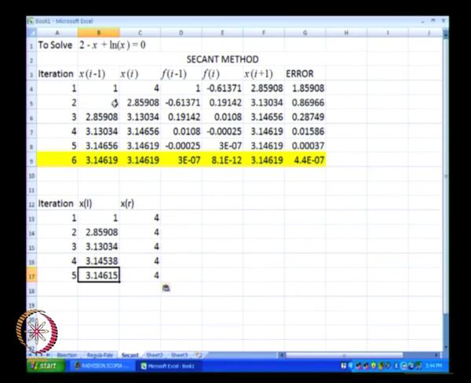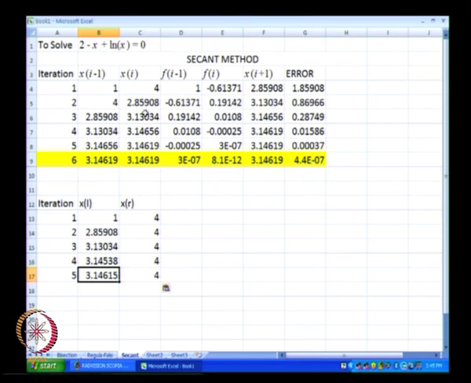But if you see what is happening in the secant method, the first solution was dropped, the second solution was moved back, and the new solution came over here. In the third iteration, the second solution was dropped, the third solution moved here, and the new solution moved over here. In the fourth iteration, the third solution was dropped, the previous solution was moved here, and the new solution came over here, and so on and so forth.